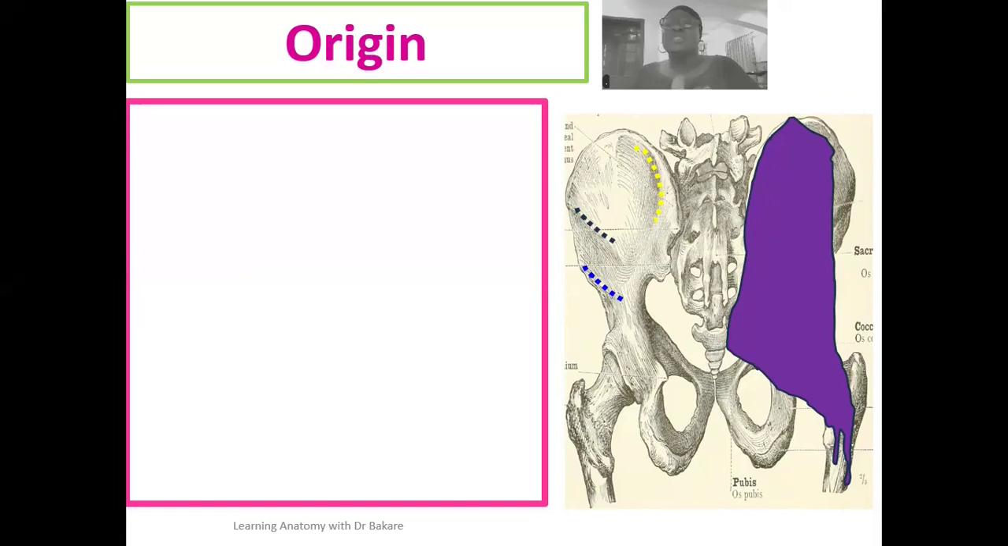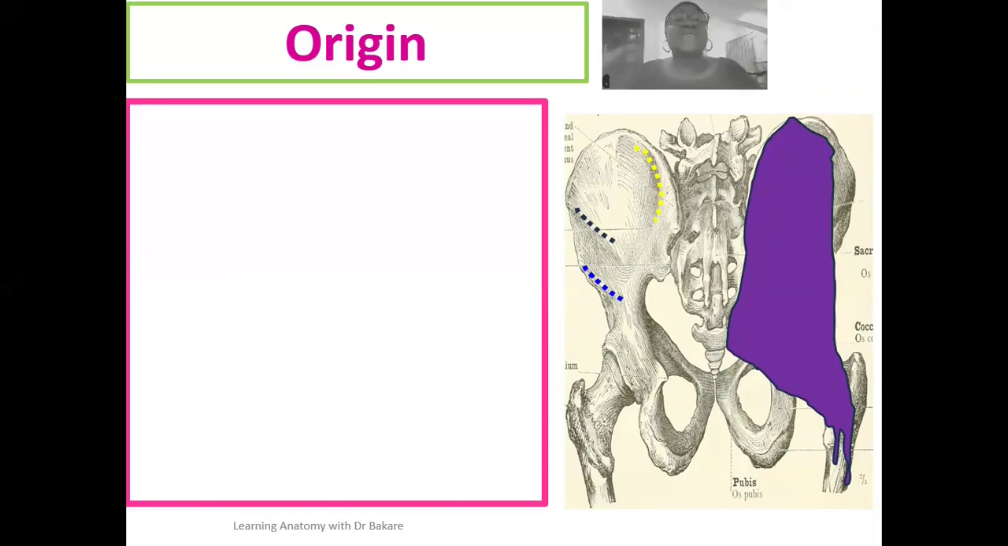The origin of the gluteus maximus is different from the other gluteal muscles in the sense that it has an extensive point of origin. We have about 7 points where the fibers of the gluteus maximus are seen to originate from, and we will be highlighting all 7 points in this slide.